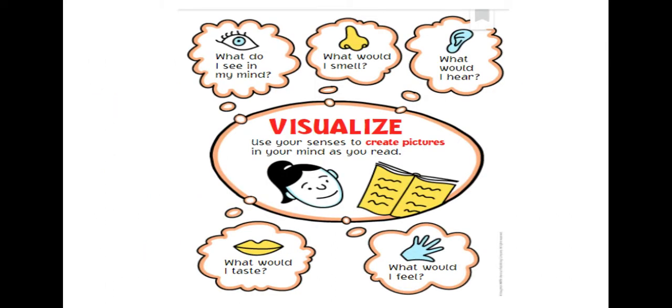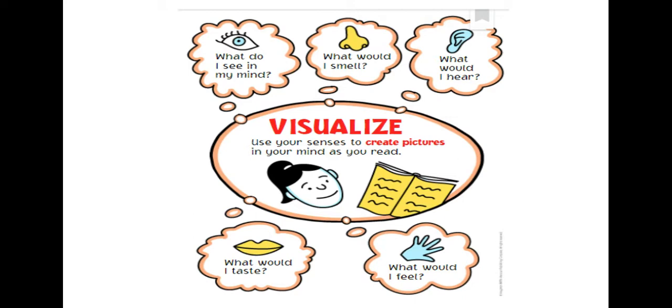Did you do it? Great. So we know that our 5 senses include our eyes, our nose, our ears, our mouth, and our fingers. So what we see with our eyes, what we smell with our nose, what we hear with our ears, what we feel with our fingers, and what we taste with our mouth. So a good reader should use your senses to create pictures in your mind as you read.